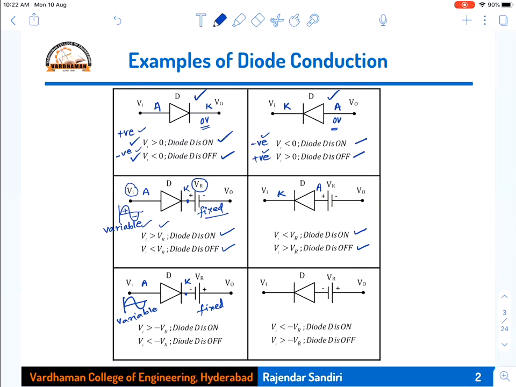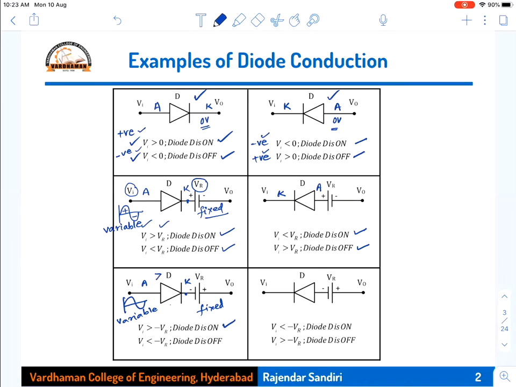But the cathode voltage is fixed at negative voltage, minus VR. Now I have to compare this minus VR with the input. Now the input is changing. Suppose Vi is greater than minus VR, the diode is on. Vi is greater than minus VR, nothing but what? Anode is greater than cathode.